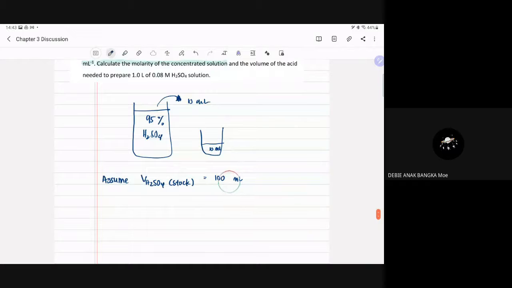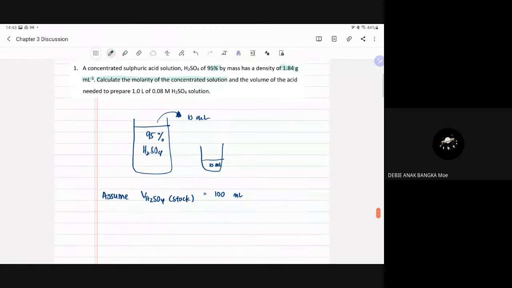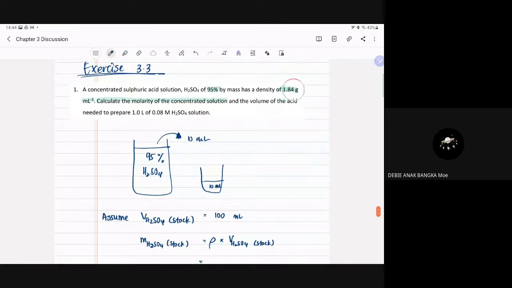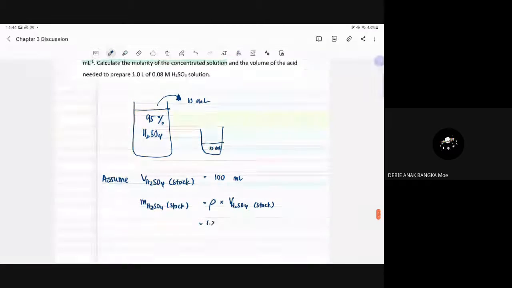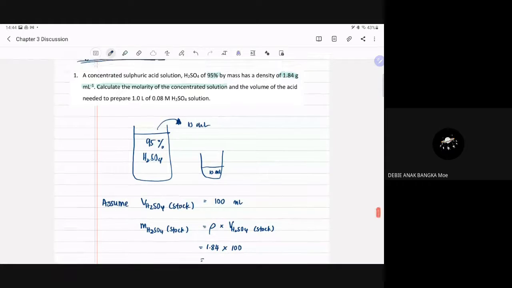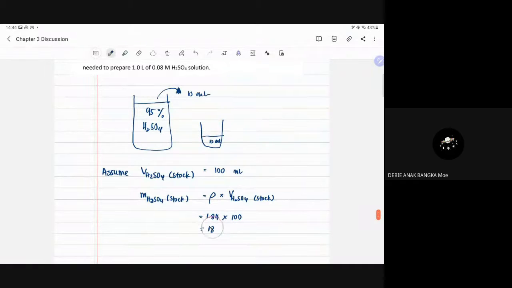Jadi, kalau volume dia 100 ml, kita tahu, okay, by guna density, mass of H2SO4 stock pastilah bersamaan dengan density darab volume of H2SO4 stock. Dan kita tahu density dia adalah 1.84. Kita darabkan dengan 100 ml. Sebab saya guna ml kat sini sebab dalam unit density dia ml. Jadi kita akan dapat 184 gram. Okay. So ini adalah mass dia.